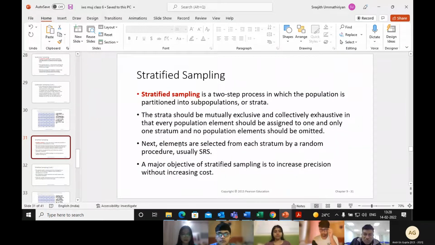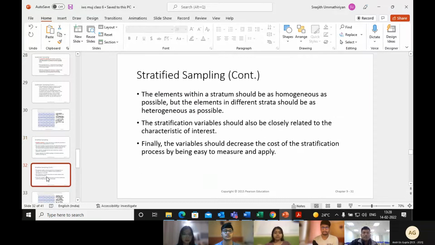So the strata should be mutually exclusive and collectively exhaustive, in that every population element should be assigned to one and only one stratum, and no population element should be omitted. Next, elements are selected from each stratum by a random procedure, usually simple random sampling. Once you divide it into different strata, you can use simple random sampling, or systematic sampling, to take elements of that population. A major objective of stratified sampling is to increase precision without increasing cost. Now, the elements within a stratum should be as homogeneous as possible, but the elements in different strata should be as heterogeneous as possible.